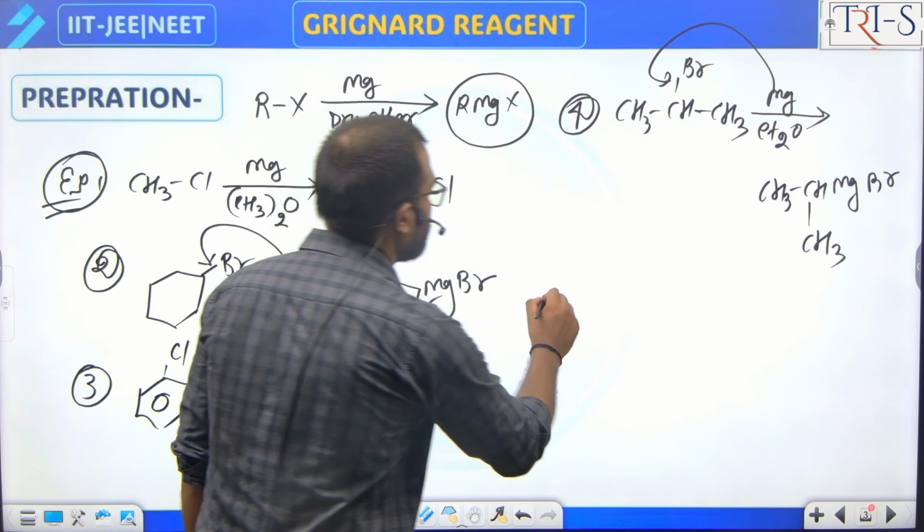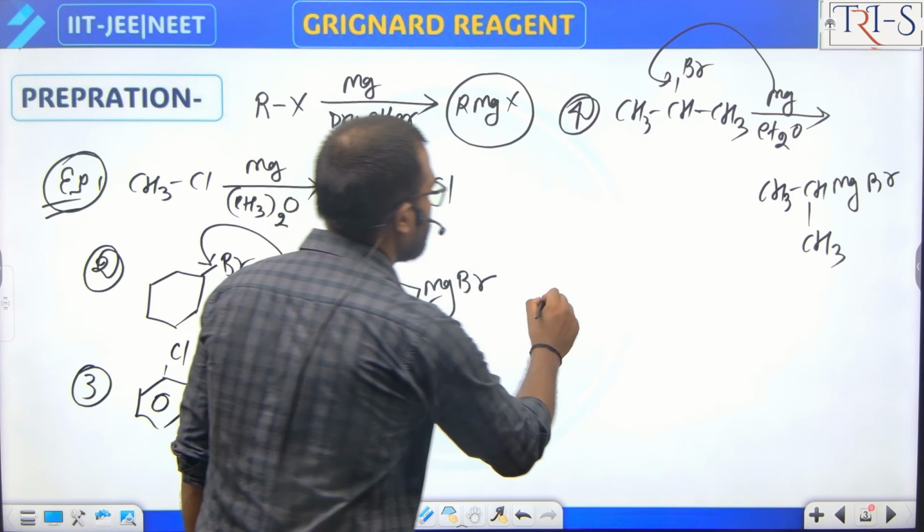Many kinds of Grignard reagent can be prepared when alkyl halides are treated with magnesium in the presence of dry ether. And the most important thing is what Grignard reagent provides to us: a strong alkyl anion, that is, a carbanion, which acts as a tremendous base, a strong base, and can also act as a strong nucleophile.